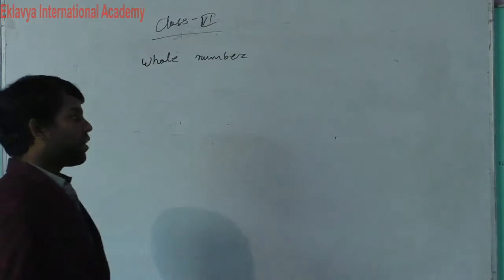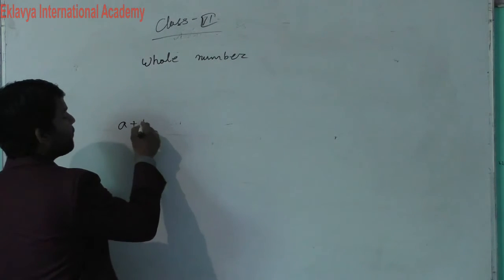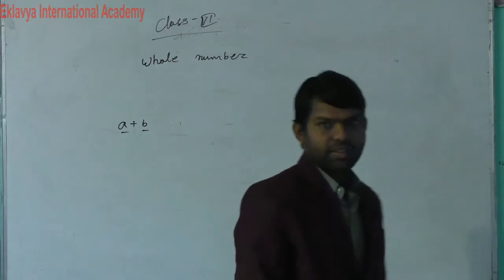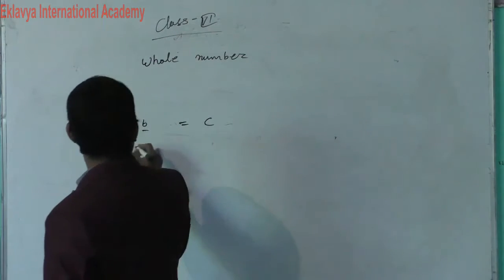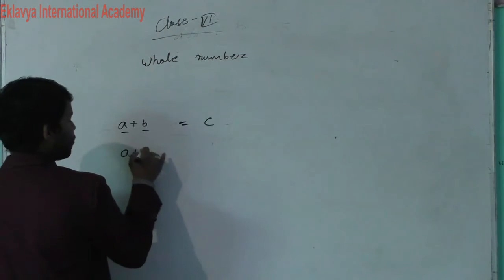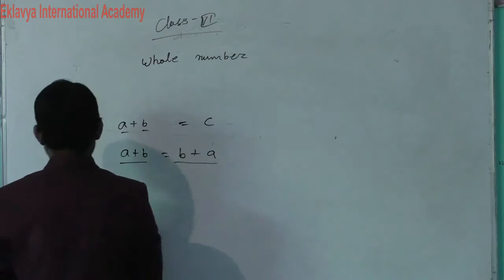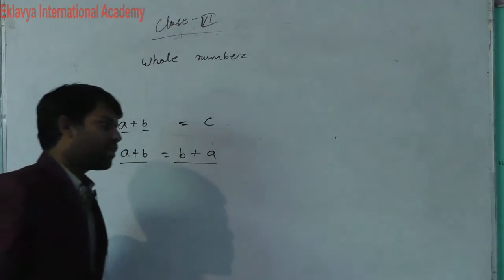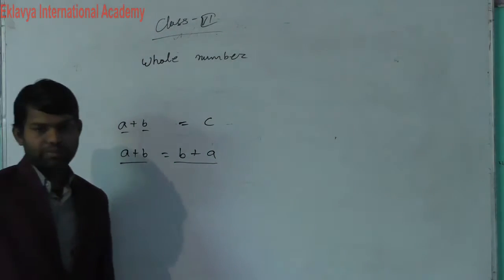First, in addition we have the closure property, that a plus b. If we have two numbers and we add these two numbers, then we always get a whole number. If we change the position of these two numbers, then it is also a whole number. This property is known as the commutative property, and this one is the closure property.